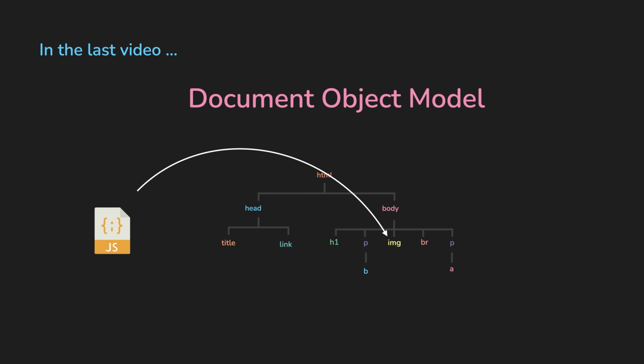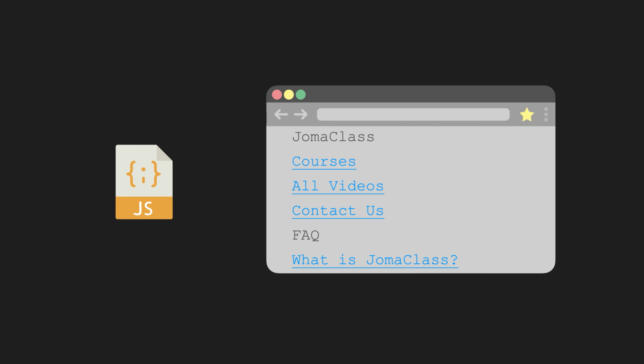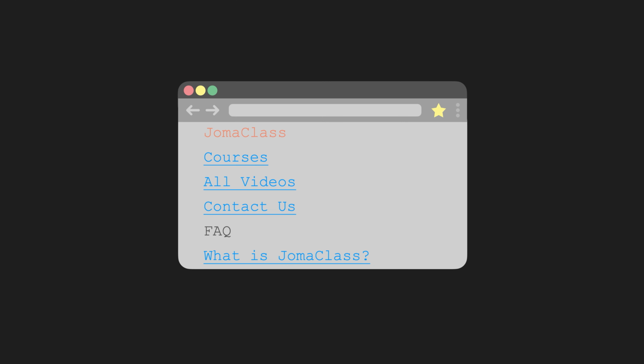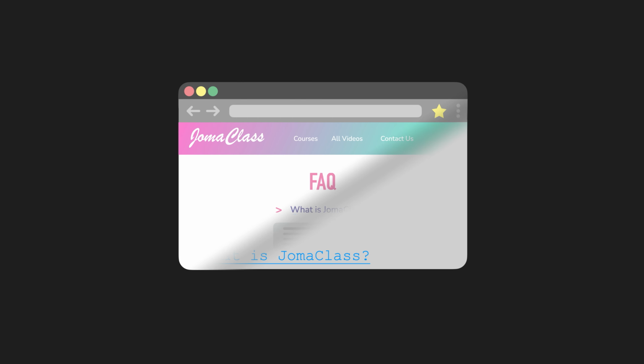In the last video, we talked about what the document object model is and how JavaScript can interact with it to change the appearance of a web page. In this module, we will be learning about the Cascading Style Sheet, or CSS. JavaScript can make a web page dynamic and interactive, but a well-designed web page would also need some styling.